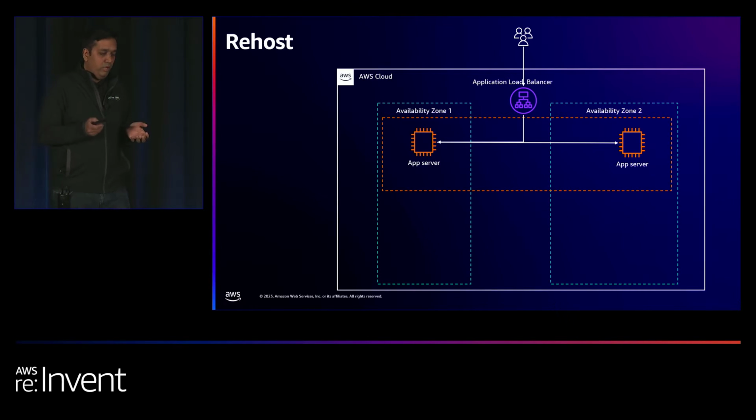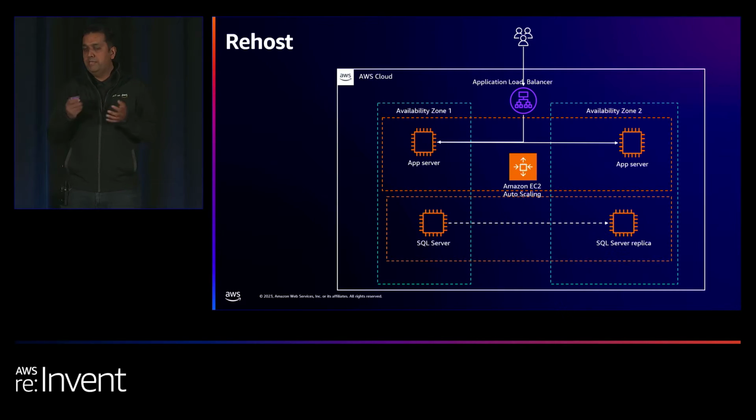Now, if you include EC2 auto-scaling with this architecture, you will also be bringing in scalability, which was not possible in the on-premises system. What about database? Well, same thing can be done with databases as well. Existing SQL Server can be moved to AWS, and SQL Server cluster can be spread across multiple availability zones.